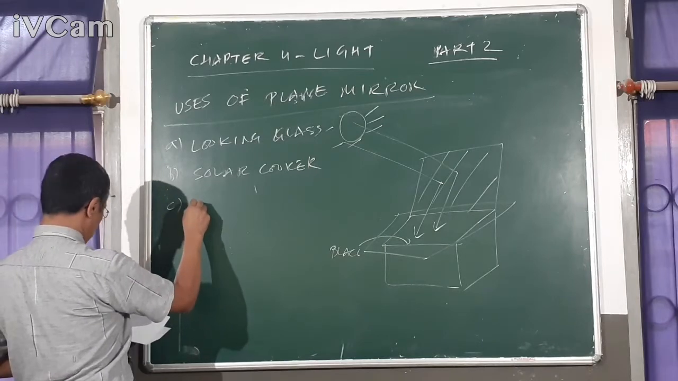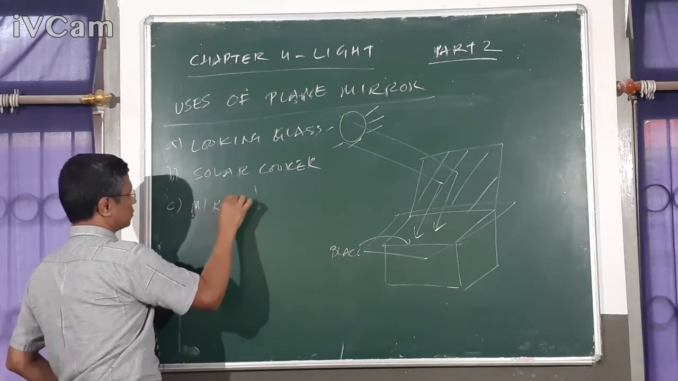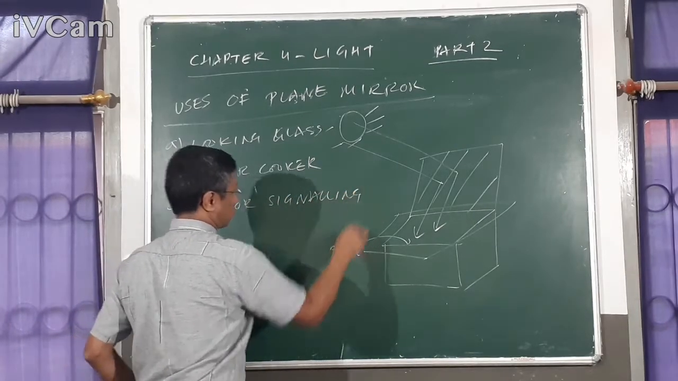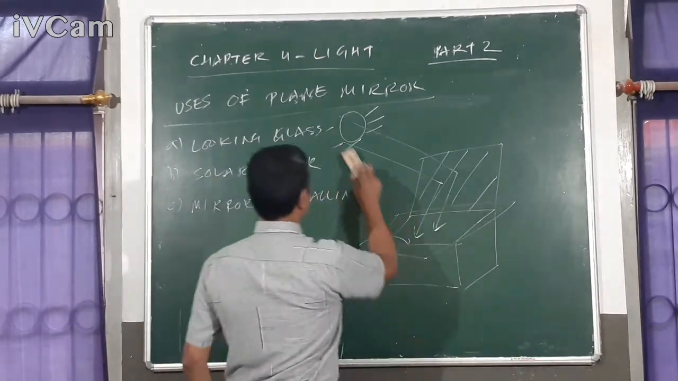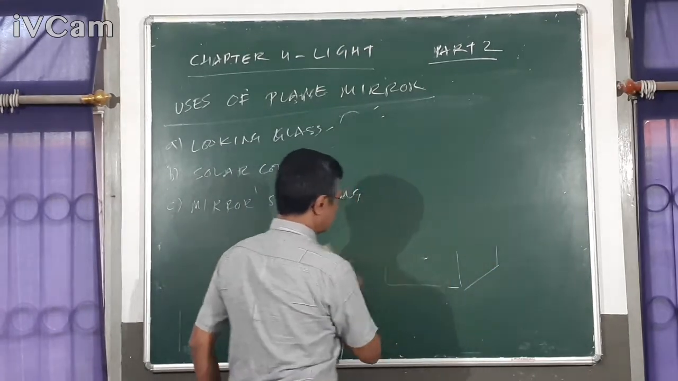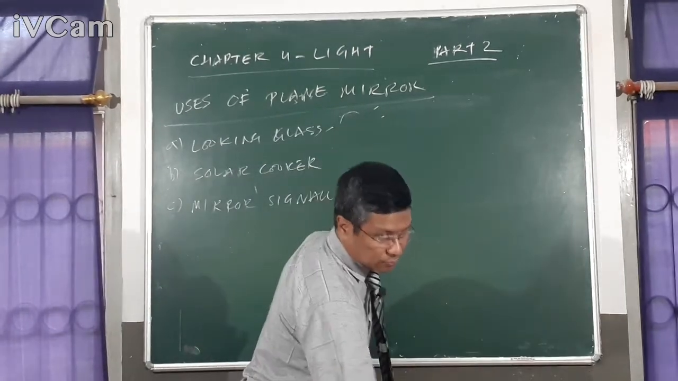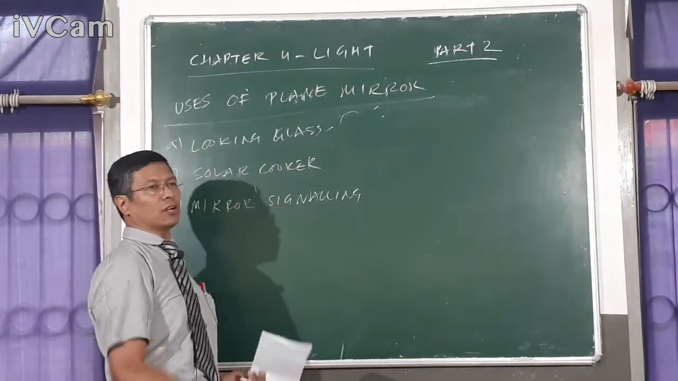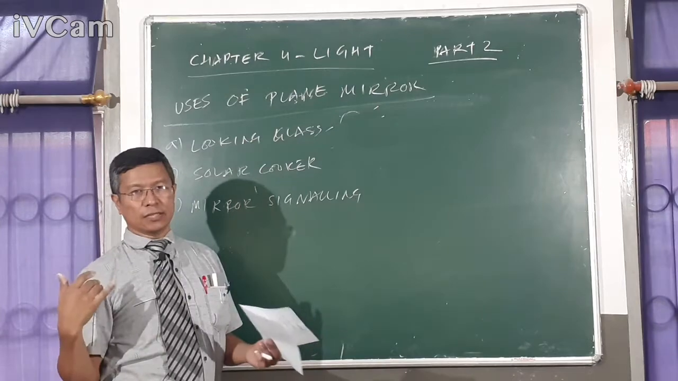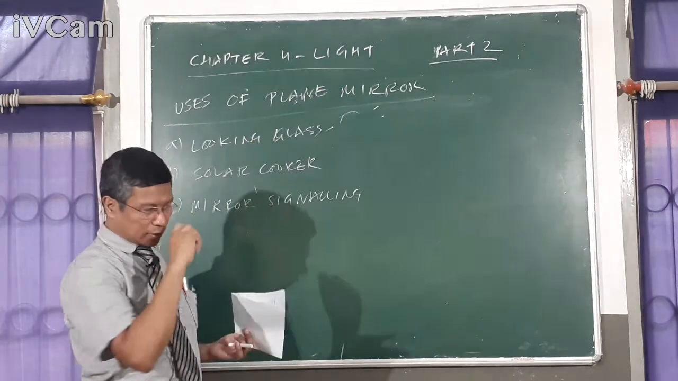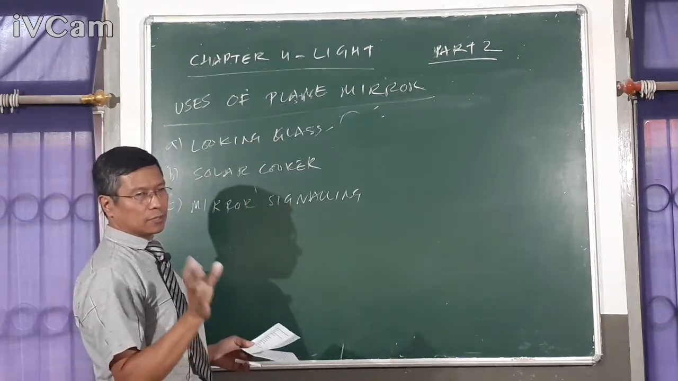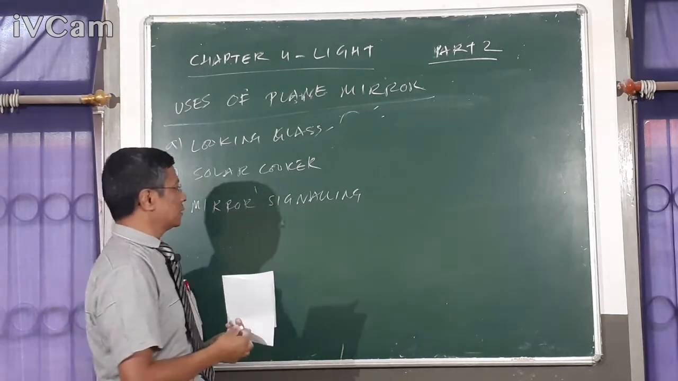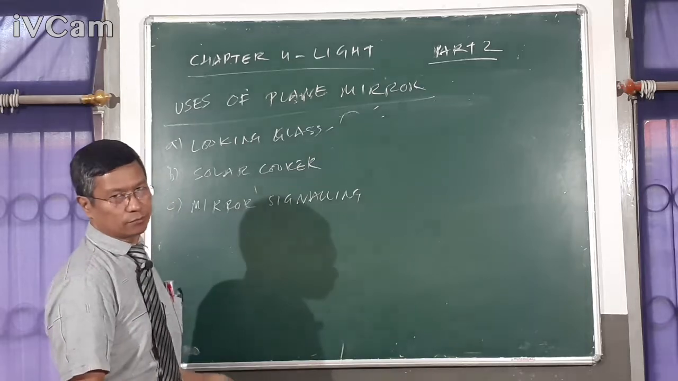Number C, it is used for mirror signaling. Now, as you know, a mirror has reflective properties. So, if you want to attract the attention of a person who is very far away, during the day with the sun, you can use the mirror and reflect the rays of light into the eyes of the person and attract the attention of that person.